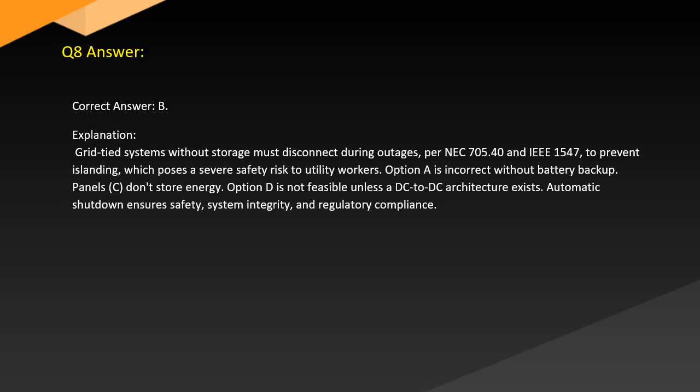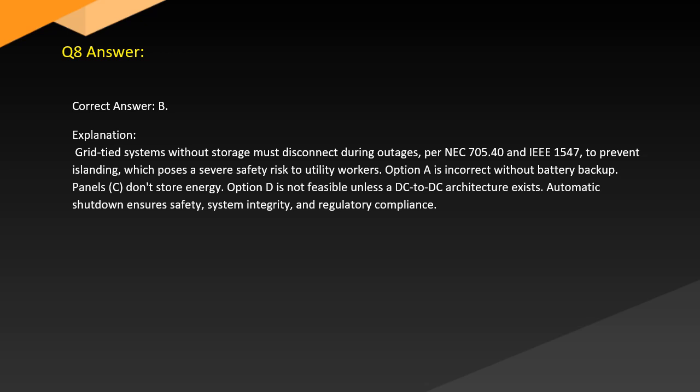Answer. Correct answer: B. Explanation. Grid-tied systems without storage must disconnect during outages per NEC 705.40 and IEEE 1547 to prevent islanding, which poses a severe safety risk to utility workers.